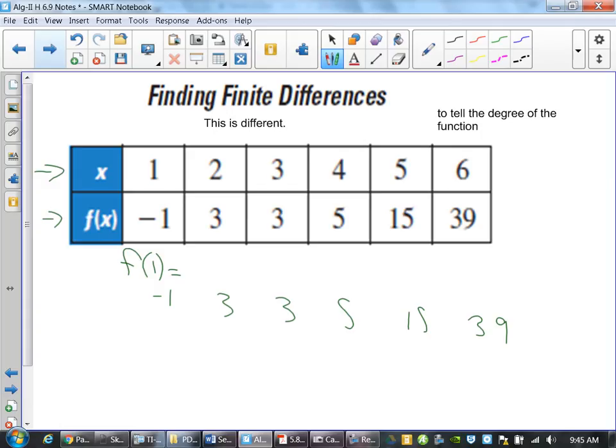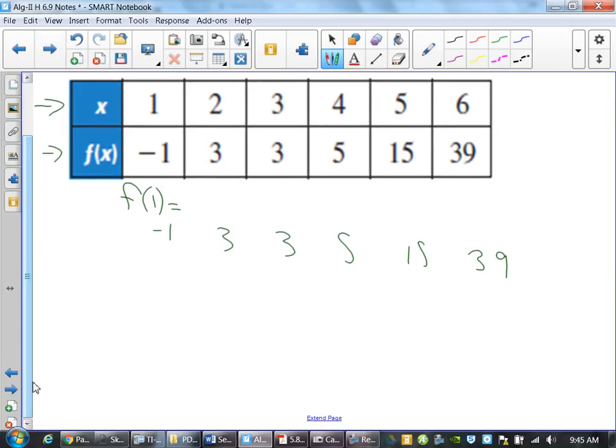Excuse me. So here's what we do. We do what's called finding the finite differences. And all you do is the following. We're going to make this little chart.